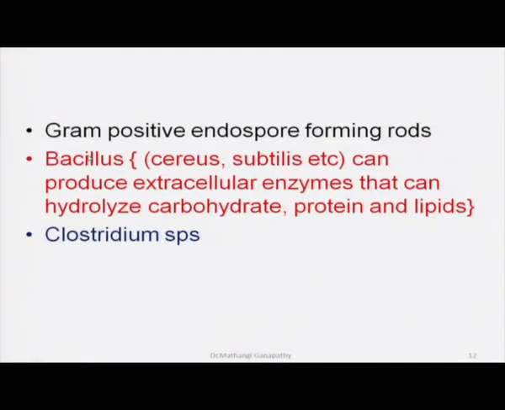A typical example is Bacillus, which is a gram-positive spore-forming bacterium. Then you have the Clostridium species, which also forms an endospore. Now, in the case of Bacillus, Bacillus cereus, subtilis, etc. are to some extent beneficial to the food industry because they produce extracellular enzymes that can hydrolyze carbohydrate, protein and lipids. Now, this can be utilized by the food industry, but you do have Clostridium which can form spores. Clostridium botulinum, for example, is a typical example which causes food poisoning.